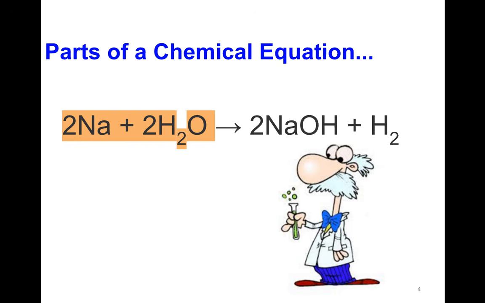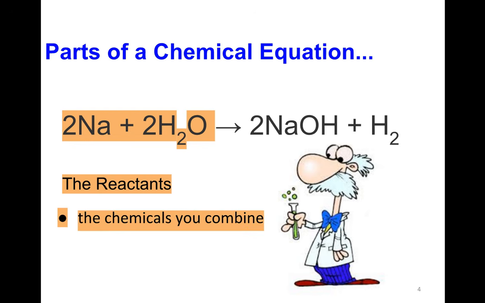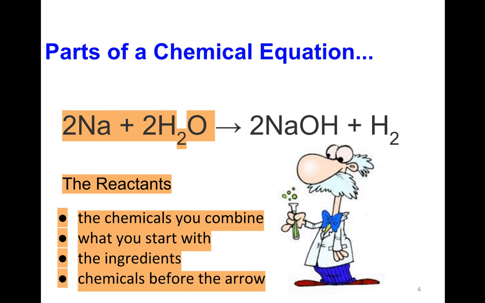The first part of the chemical equation, which is everything to the left of the arrow, these are called the reactants. These are the things that react together. So you can remember this as the chemicals you combine, what you start with, the ingredients, or everything that appears before the arrow. So whichever one of those helps you remember what the reactants are, great.